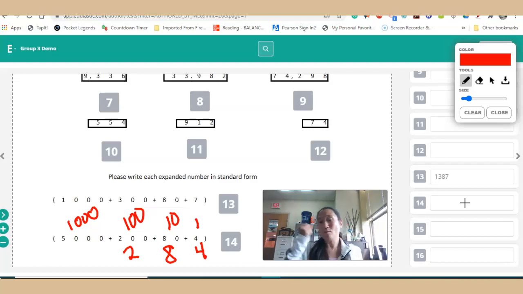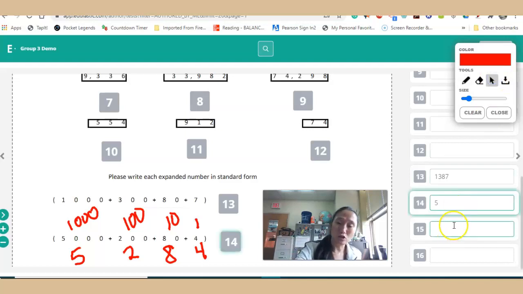Now, how many groups of 1,000, how many $1,000 bills do I need in my pocket? If I have $5,000 in my pocket, how many $1,000 bills do I have? Well, I have 5 groups. I have 5 $1,000 bills in my pocket because I have 5 groups of $1,000 for $5,000. So then I come over here and I click in and I write 5 groups, 2 groups of 100, 8 groups of 10, 4 groups of 1 for 5,284.